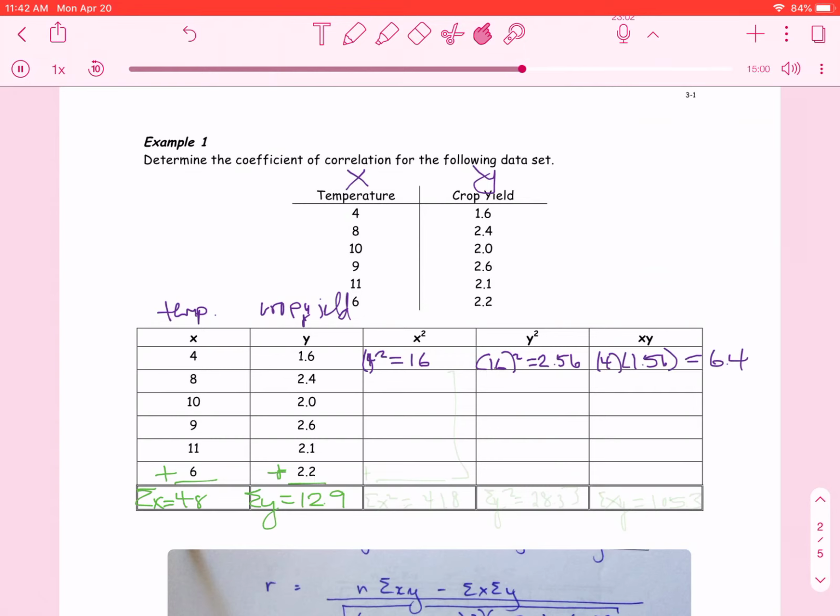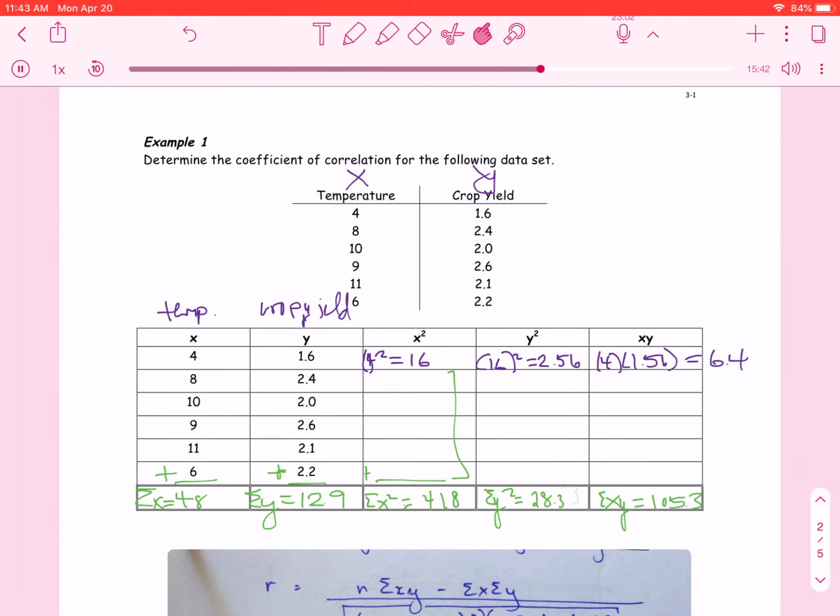You would add all of the x squared values, so obviously you would have to have done this portion. Whatever you get for all of these values, I'll post the full solution so that you can compare yourself. But the sum of x squared in this case is equal to 418. The sum of y squared is equal to 28.35. And then in your last column, the sum of xy is equal to 105.3.